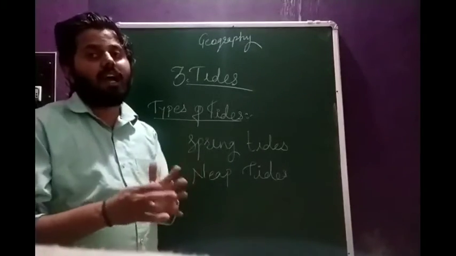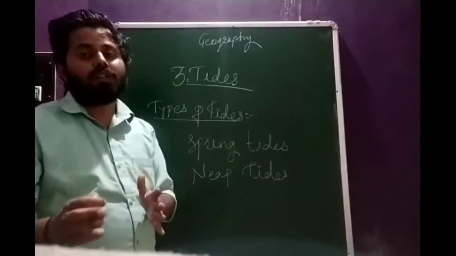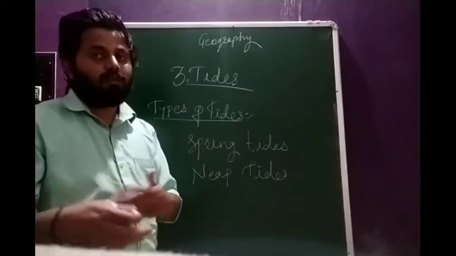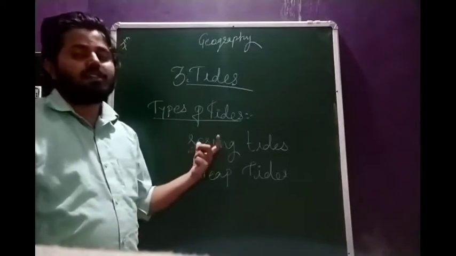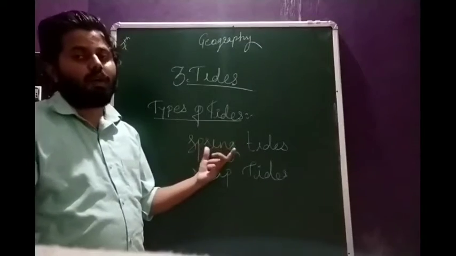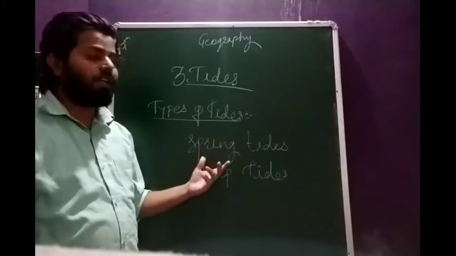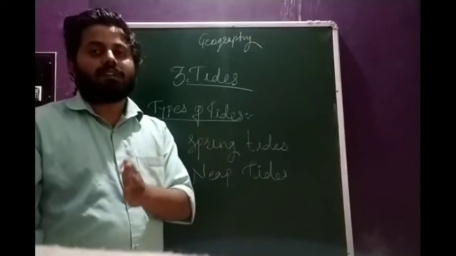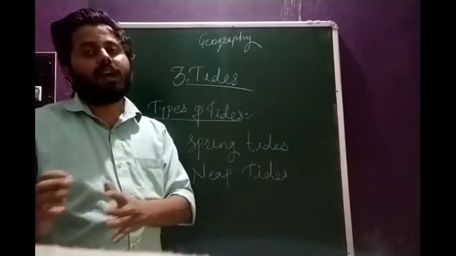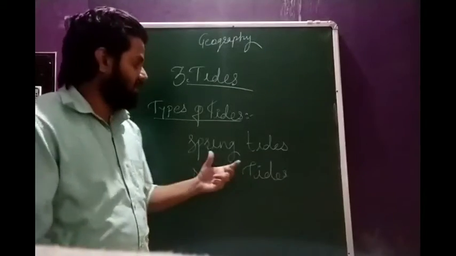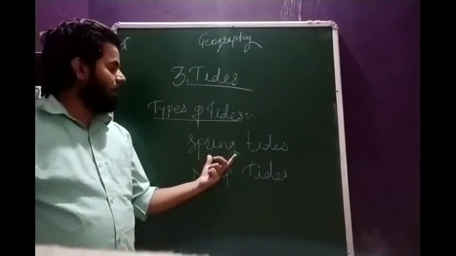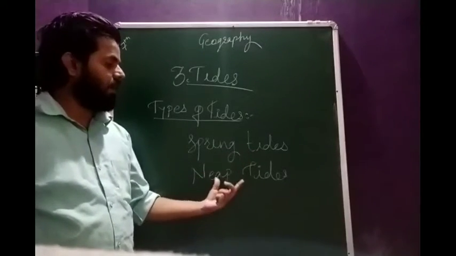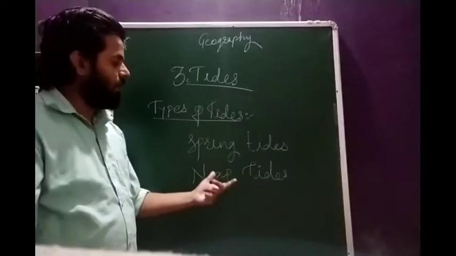Generally, the highest high tides occur on the full moon day and the new moon day. We will see the reason again, but just remember that the highest high tides occur on the full moon day and new moon day, and on the first and third quarter the tides are minimum. That's it. So now we are going to learn about spring tides and neap tides. What is meant by spring tides? What is meant by neap tides? One by one we will see.